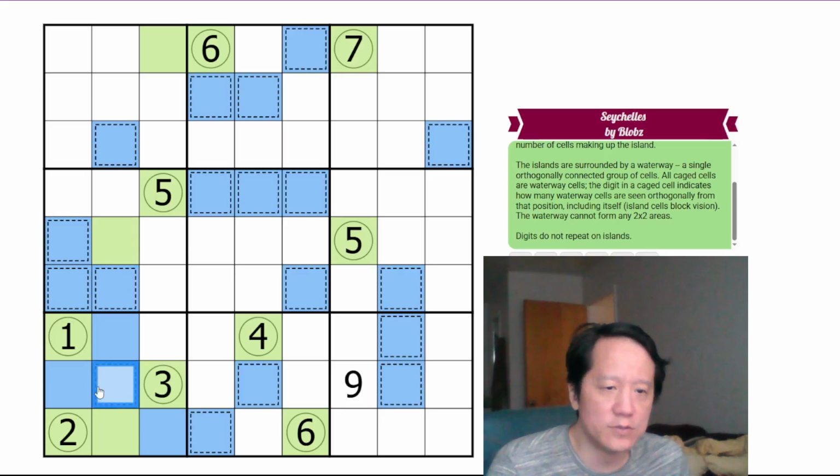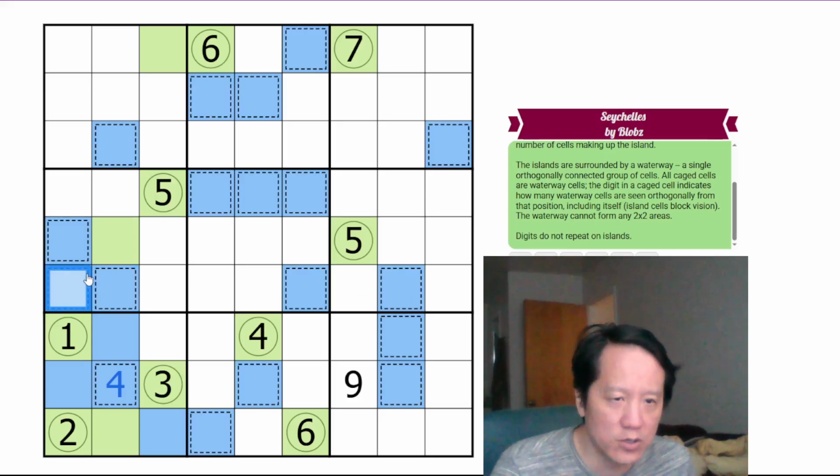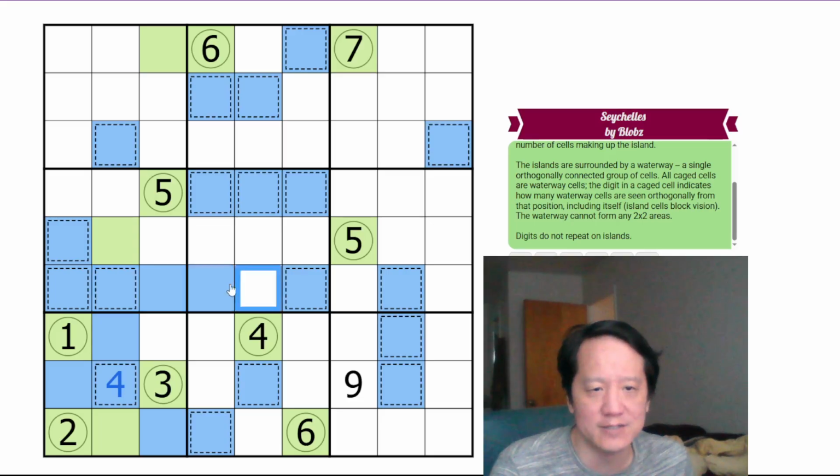This sees only 1, 2, 3, 4 waters. So this is 4. This currently sees 4, but it cannot be 4 because of 4 in the box. It can't be 5 because of 4 in the column. Can't be 5 because of 5 in the box. I was seeing that.